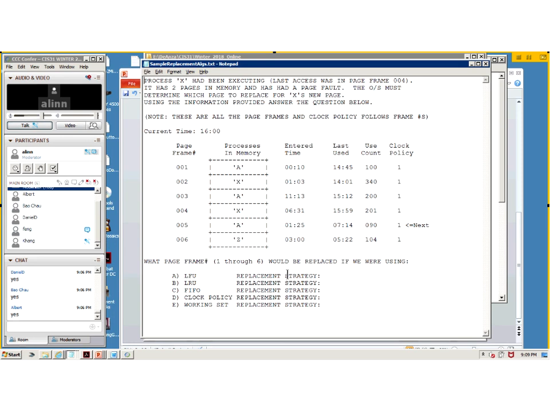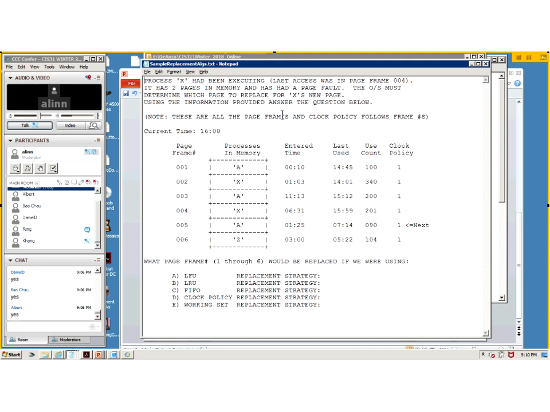This is the 5-point test problem that you're going to see. So let's look at it. Process X had been executed. The last access was in page frame 004. It has 2 pages in memory and has had a page fault. So here's X in page frame 02 and page frame 004. Using the information provided, answer the questions below.